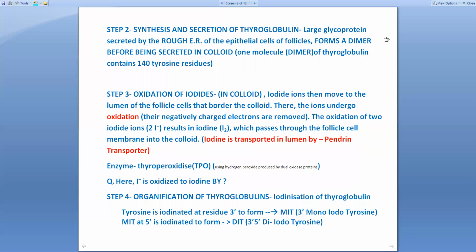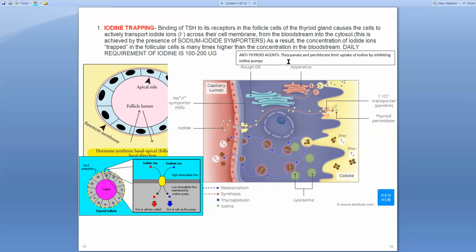Then we also need to remember some anti-thyroid agents. So the thiocyanate and perchlorate, these are anti-thyroid agents. They limit uptake of iodine by inhibiting sodium iodide symporters, which are also called the iodine pumps.